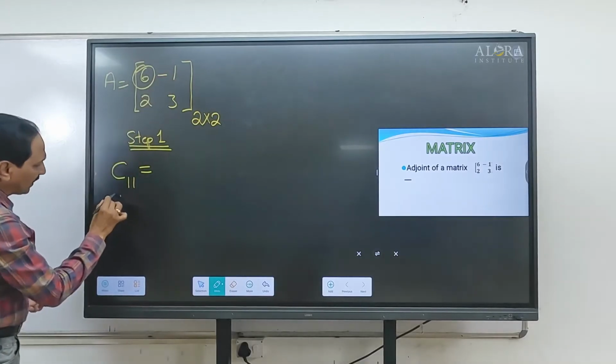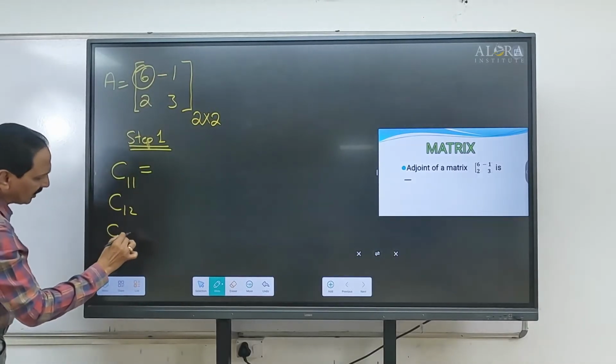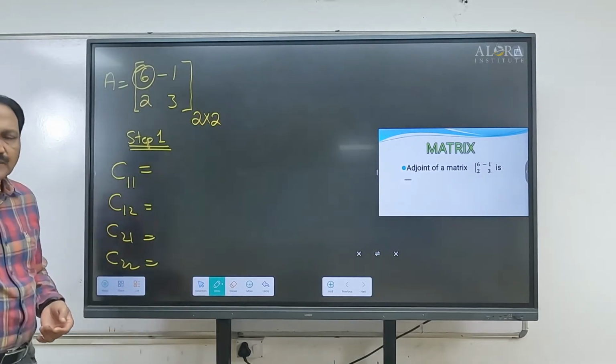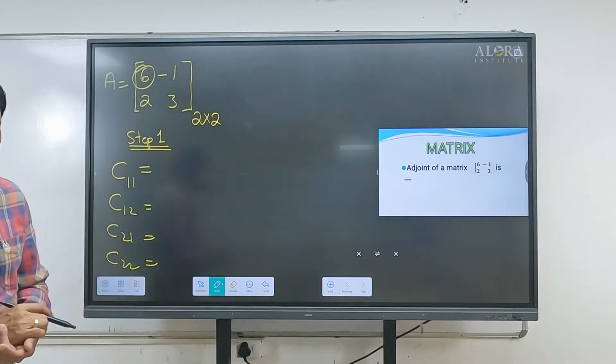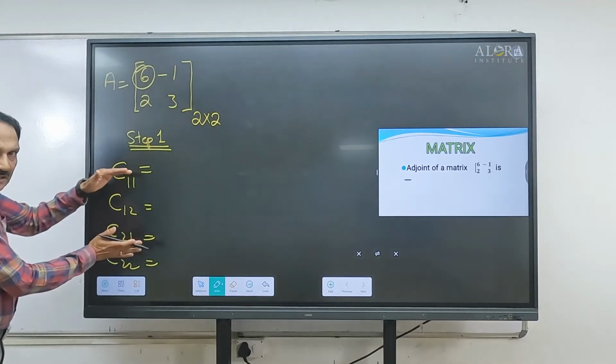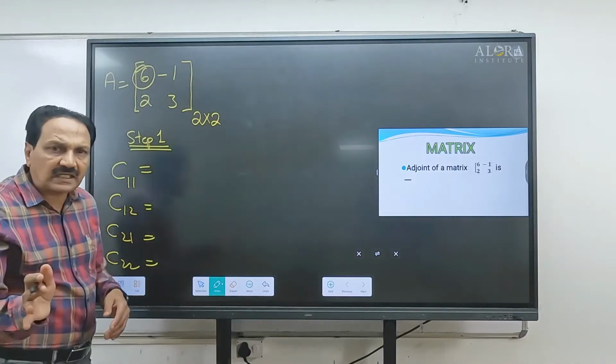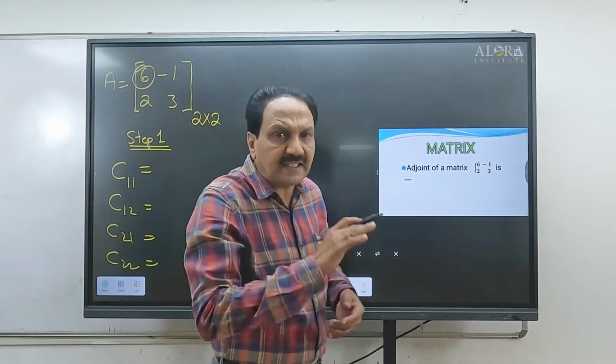Cofactor of this -1, C12, then C21, then C22. So we can write 4 cofactors here. How are we going to write the 4 cofactors? Cofactors are nothing but the minors itself. Cofactor and minor, both are one and the same.